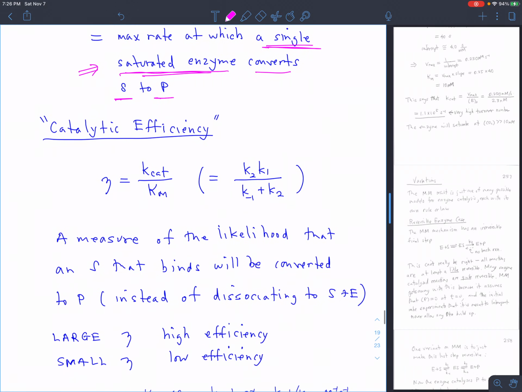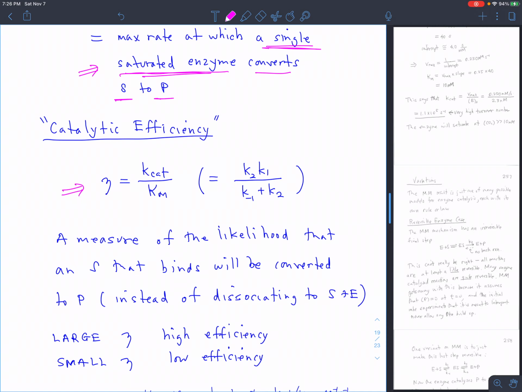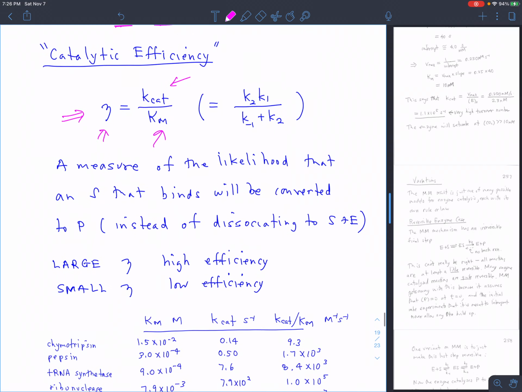rather than for a population of enzymes. Another quantity that gets bandied around a lot is the so-called catalytic efficiency. It's called eta here, Greek eta. That's Kcat divided by Km. I don't really know what the theoretical justification for this is. I've seen lots of textbooks and other places where they talk about this catalytic efficiency. It's very widely used. And it has an interpretation.